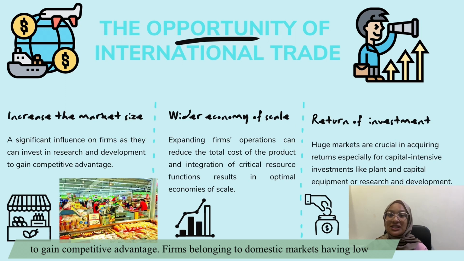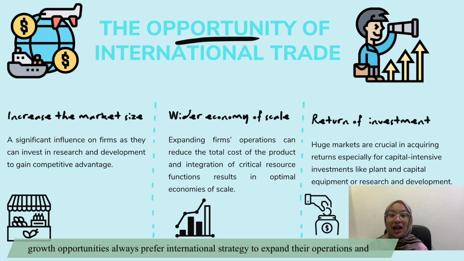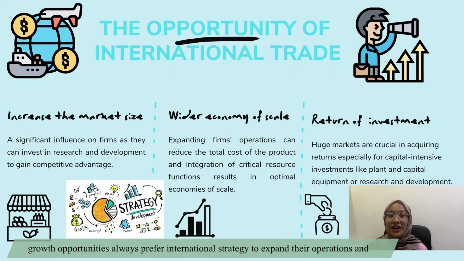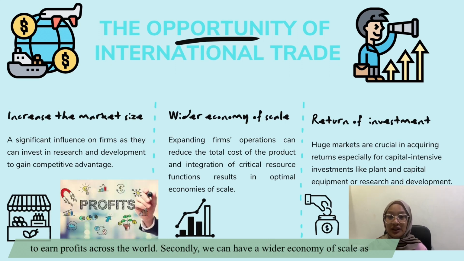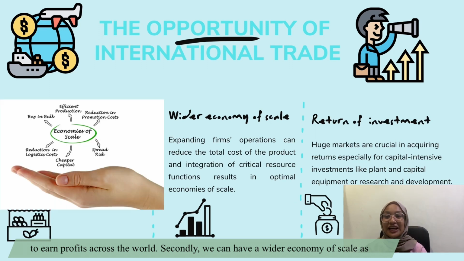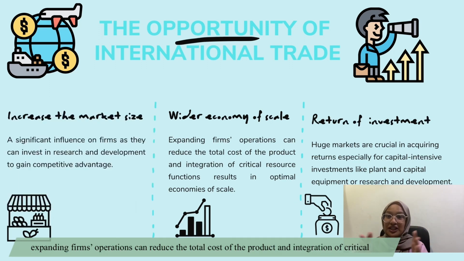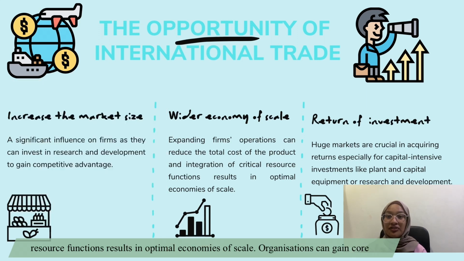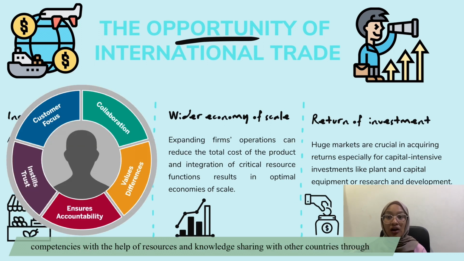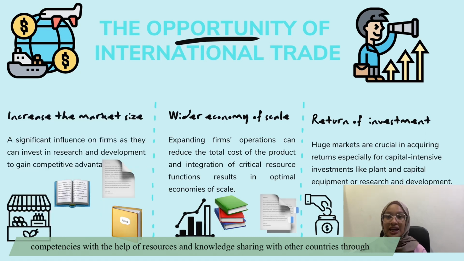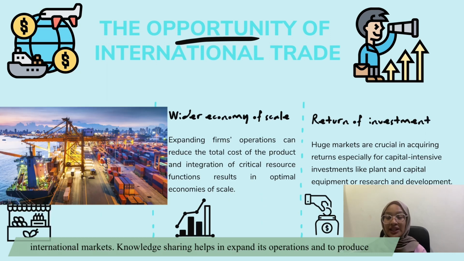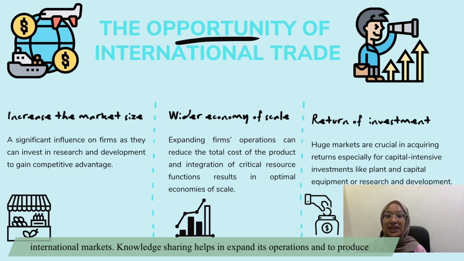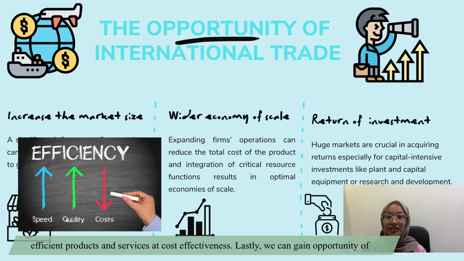Firms belonging to domestic markets having low growth opportunity always prefer international strategy to expand their operation and to earn profit across the world. Secondly, we can have a wider economy of scale as expanding firm operation can reduce the total cost of production, and integration of critical resource functions result in optimal economies of scale. Organizations can gain core competencies with the help of resources and knowledge sharing with other countries through international market. Knowledge sharing helps in expanding its operation and to produce efficient products and services at cost effectiveness.